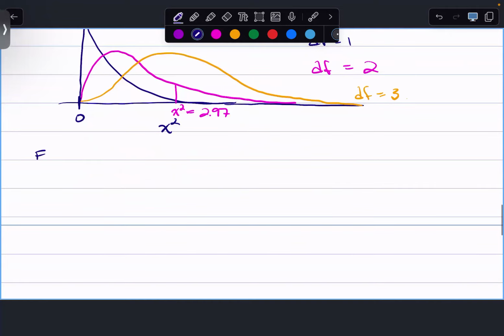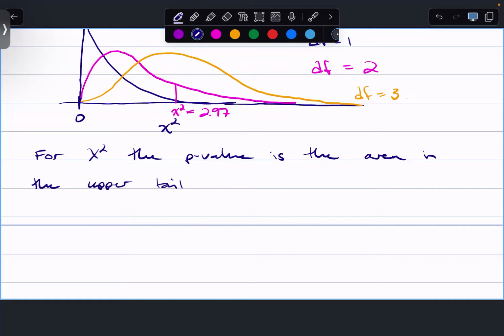So for chi-squared, the p-value is the area in the upper tail. What's nice is we don't have to worry about one-sided or two-sided tests because our alternative hypothesis just negates the null hypothesis. And then our p-value is just going to be the area in the tail here.